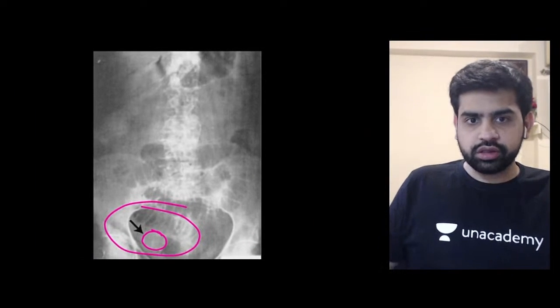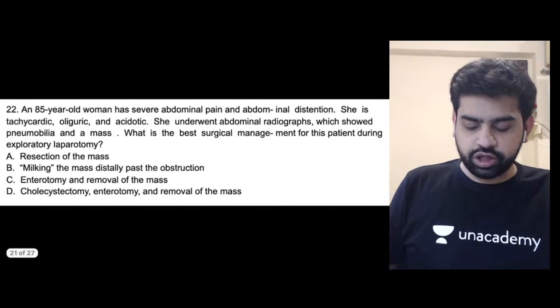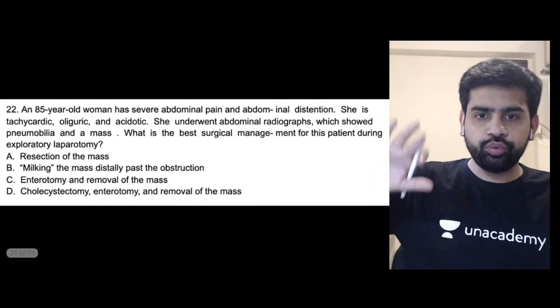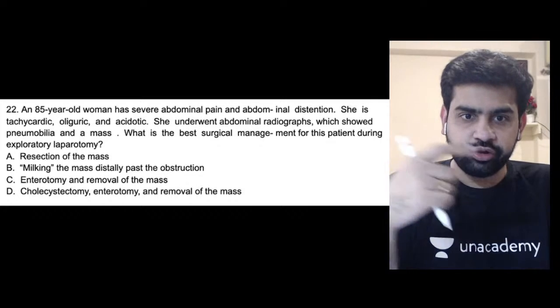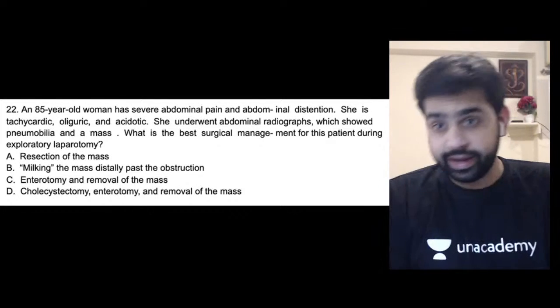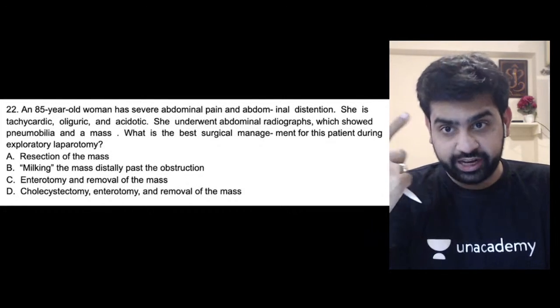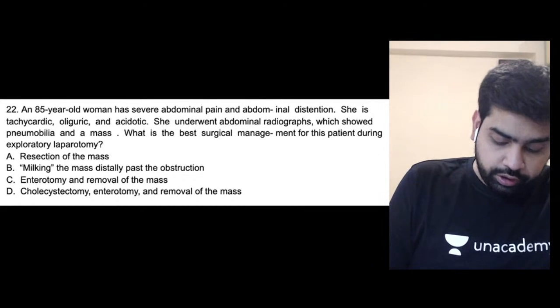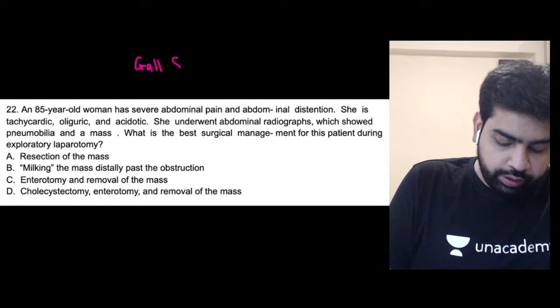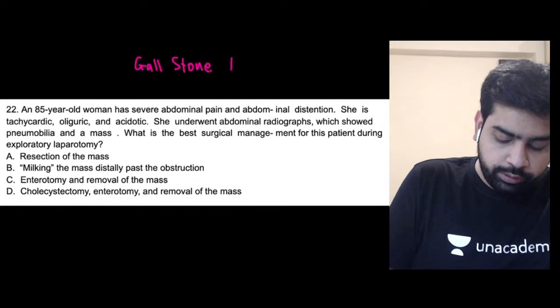So what is the diagnosis, guys? I hope all of us are on the same page. Here there is a patient who came to you with signs and symptoms of intestinal obstruction. Along with that, the patient had pneumobilia and there was an ectopic mass in the distal part of the ileum. I hope it rings the bell that we are talking about a gallstone ileus.